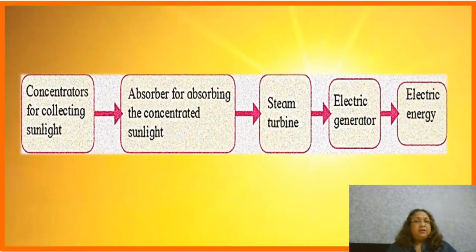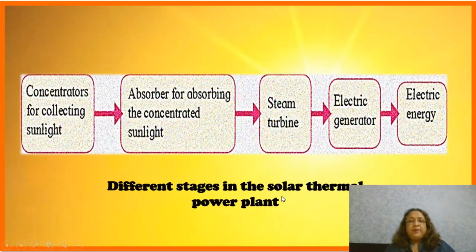The flow chart, the method of this power plant, is: concentrators for collecting sunlight, absorbers for absorbing the concentrated sunlight, then the steam runs the turbine, the turbine runs the generator, and electric energy is generated.